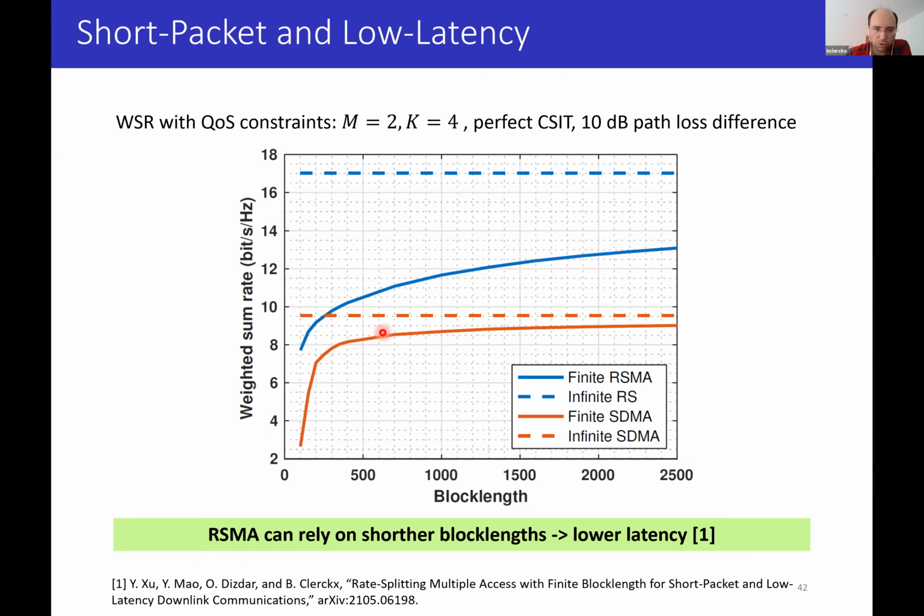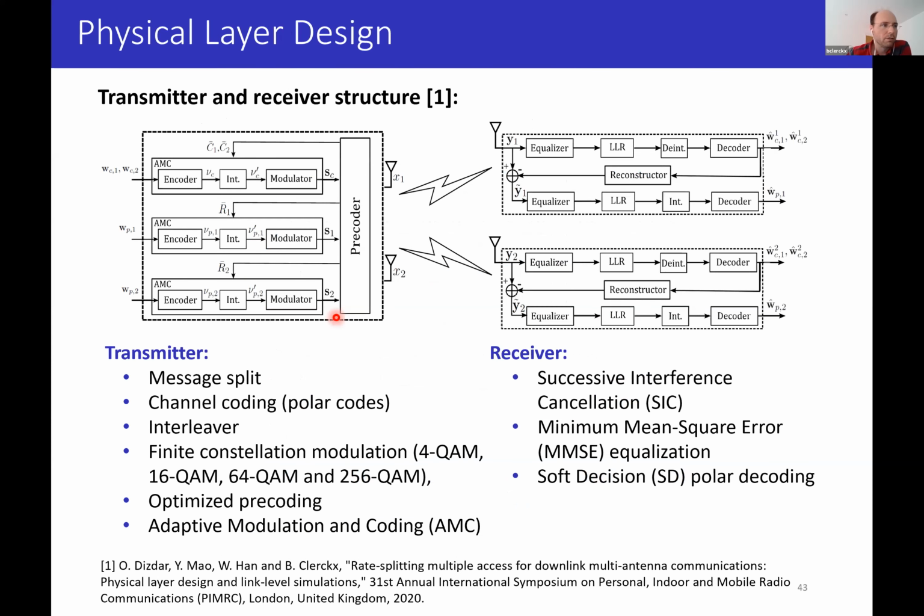So you see at this point here, to achieve, let's say, 9.5 bits per second per hertz, you would need infinite block lengths with SDMA. With RSMA, you will need much shorter block lengths, right? So if you have shorter block lengths, that means you have lower latency. And so here RSMA can be used to also reduce the latency.